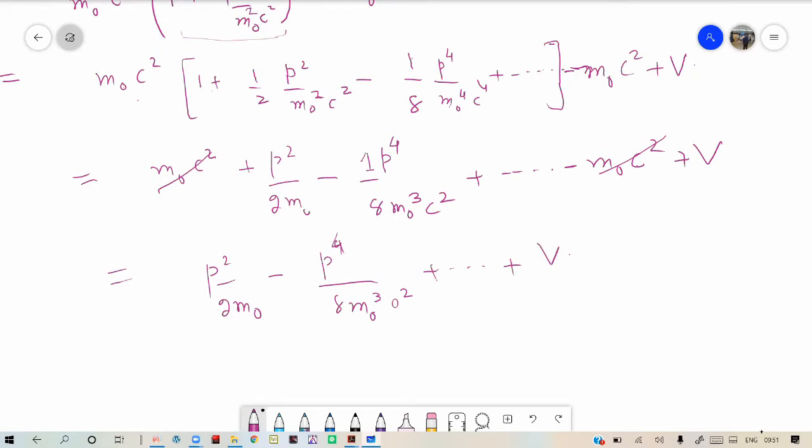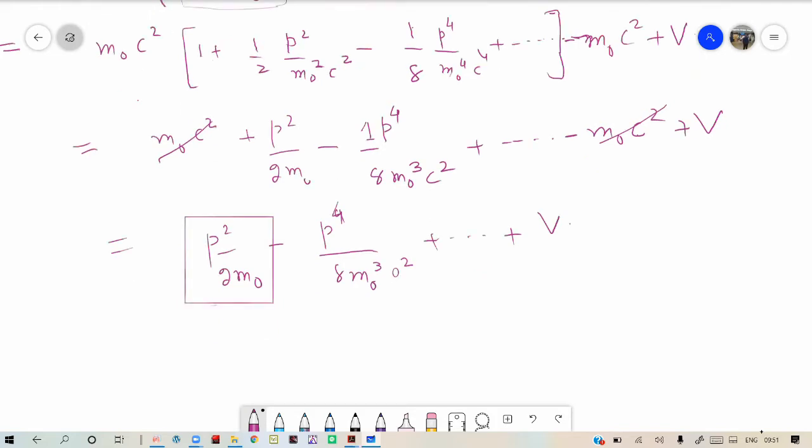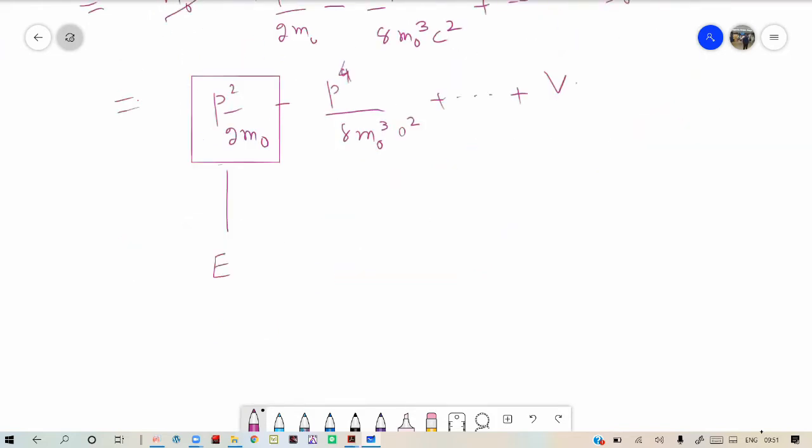Now, this is the ground state energy p square by 2m. That is kinetic energy. So this is an unperturbed term. I can write it as K0 simply. Or if I add this with V, it will become H0.